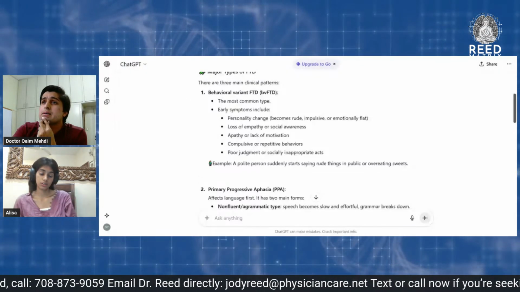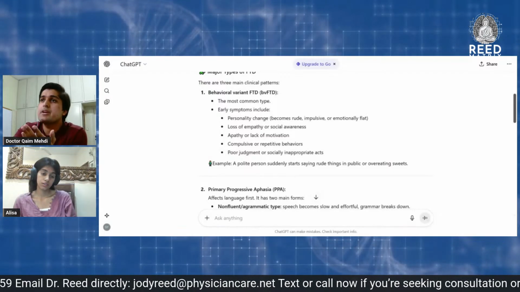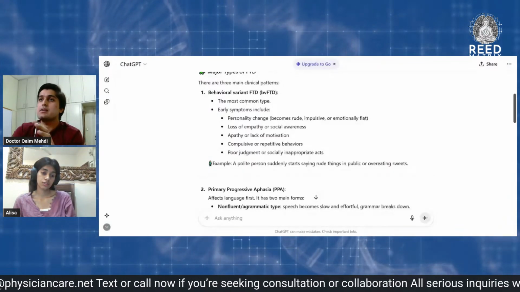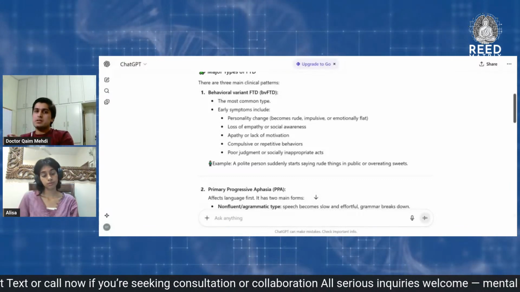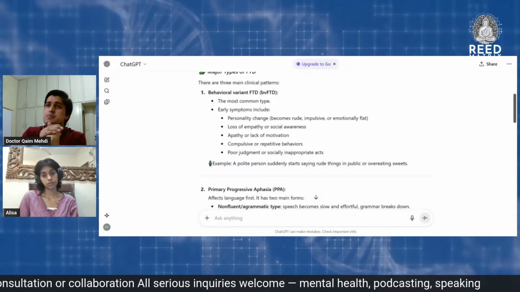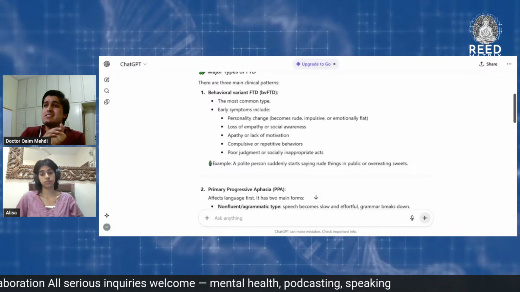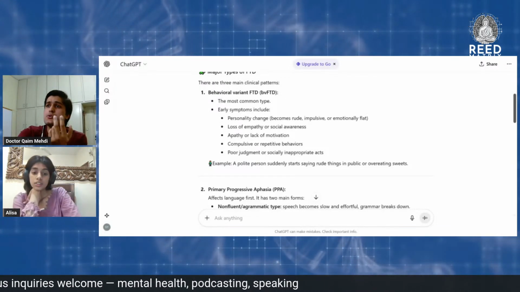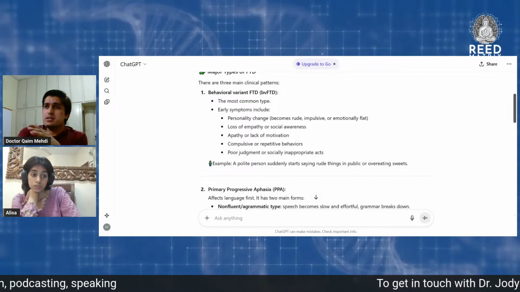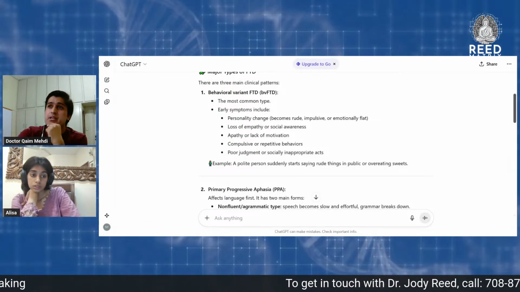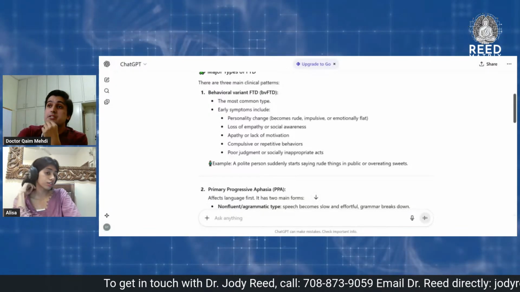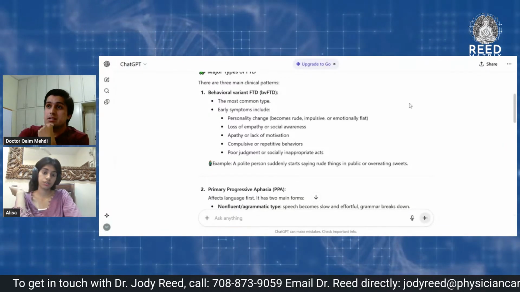So if we talk about the behavioral variant of frontotemporal dementia, it is the most common type. Of the three types, it is the most common type of frontotemporal dementia, and the symptoms include personality changes. The person becomes rude, impulsive, or emotionally flat. He develops a loss of empathy or social awareness. He develops a lack of motivation, so it will lead to depression as well.